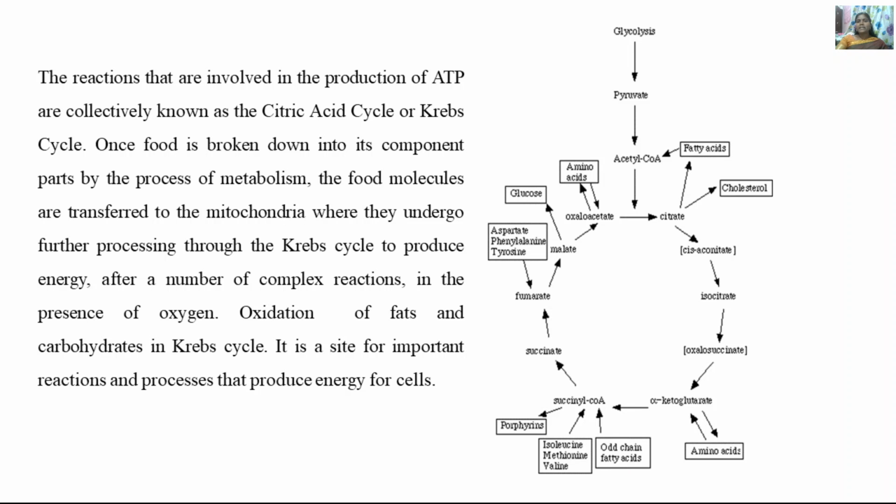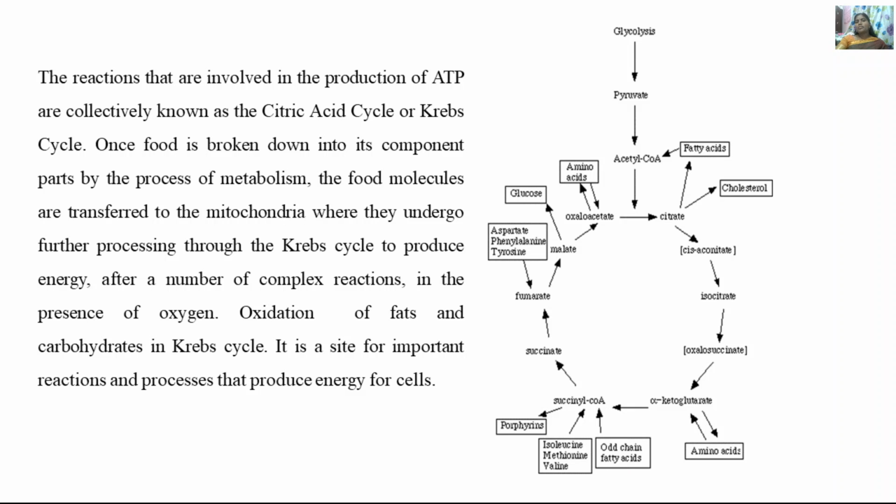So this is a schematic representation of the Krebs cycle. The reactions involved in the production of ATP are collectively known as the citric acid cycle or Krebs cycle. The food is broken down into component parts by the process of metabolism. The food molecules are transferred to mitochondria, that is, glucose after being completely degraded into pyruvate. In the mitochondria, they undergo further processing through the Krebs cycle to produce energy.